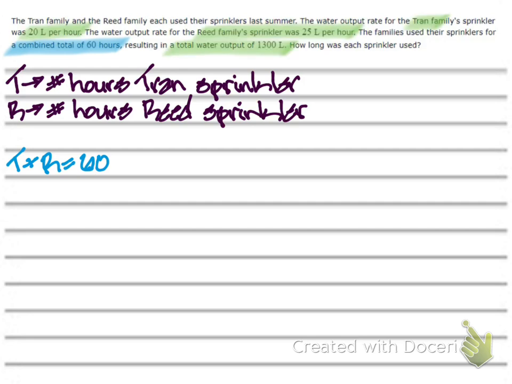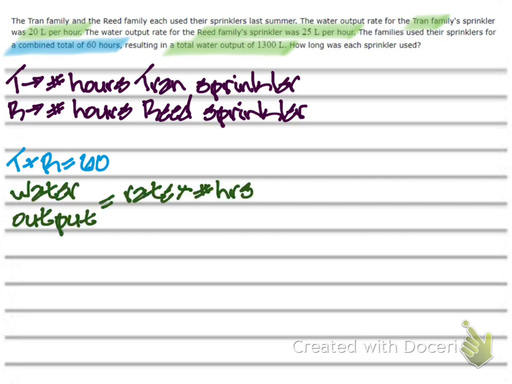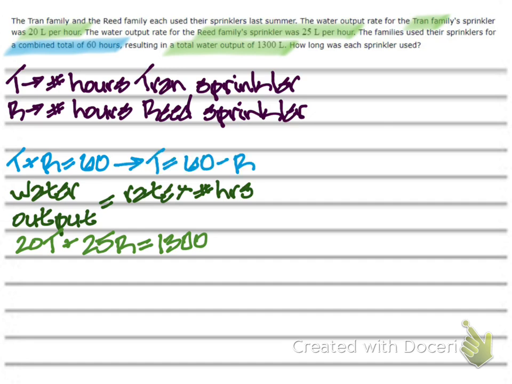Now, I want to think about how much water output it is. So let's think about that. Water output is going to be the rate the water flows times how long it was out, right? So we know that the Tran family was 20 liters per hour and Reed was 25 liters per hour. So we end up with 20T plus 25R is 1,300. And then, just like the last one we did, the easiest thing to do is to go up to that first equation and solve for one of the variables.